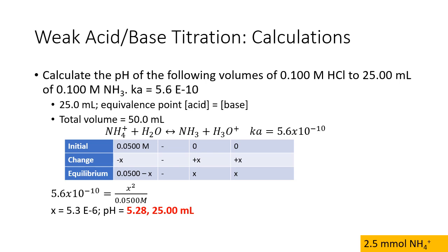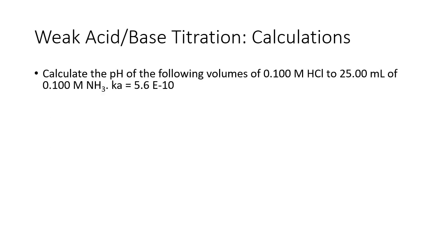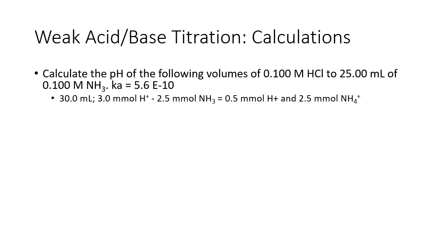All right, so we still have to do after the equivalence point. At this point we've filled in 4 out of 5 of our points, and we're going to go ahead and do after the equivalence point, which we know is going to be acid ionization. So we start with the fact that we've got 30 milliliters, and when we multiply 30 milliliters times 0.1 molar, we get 3 millimoles H+. We're going to subtract off the millimoles from ammonia, which is 2.5, and we get 0.5 millimoles of H+, and 2.5 of ammonium.